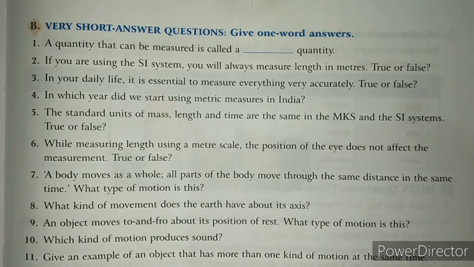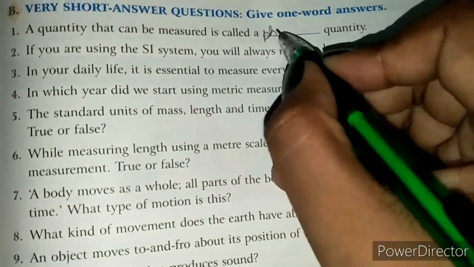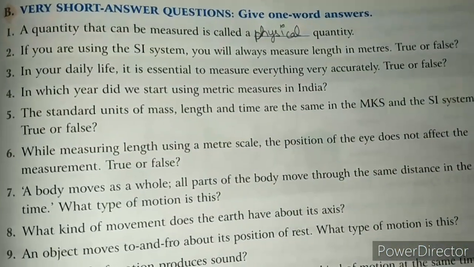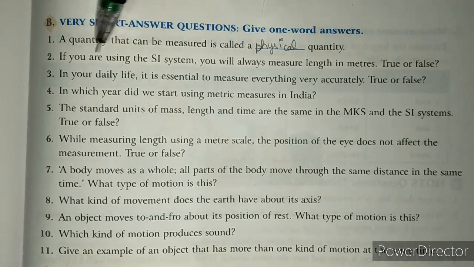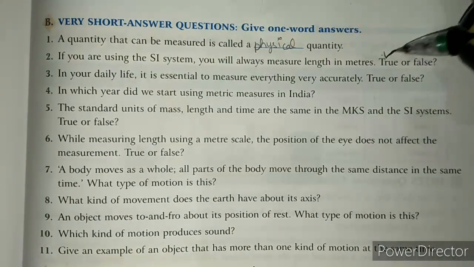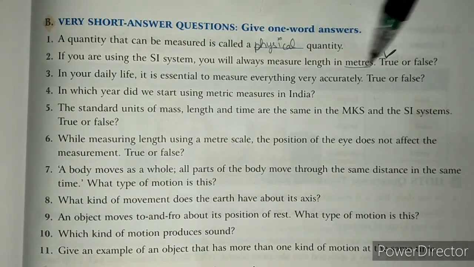Give one word answer. Okay, so first of all we have, a quantity that can be measured is called a dash quantity. So physical quantity. The next one we have, if you are using the SI system, you will always measure length in meters. True is the right answer because the SI unit of length is meters.